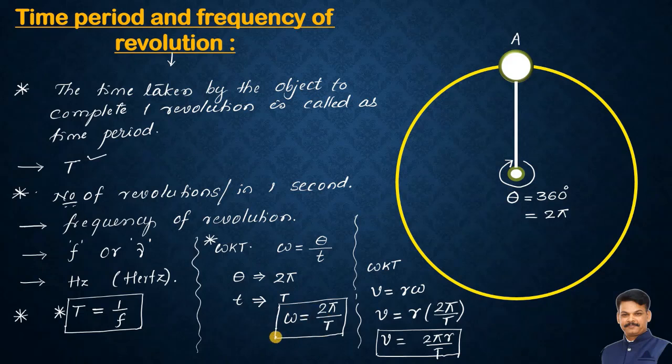Further, if I want to change the expression for the angular velocity omega, I can write omega is equal to 2 pi into f, 2 pi into frequency. Why? Because 1 divided by T is nothing but f. So if T is equal to 1 by f is substituted here, then you will get another form of the angular velocity, that is omega is equal to 2 pi f. Hope the discussion is clear to all of you.